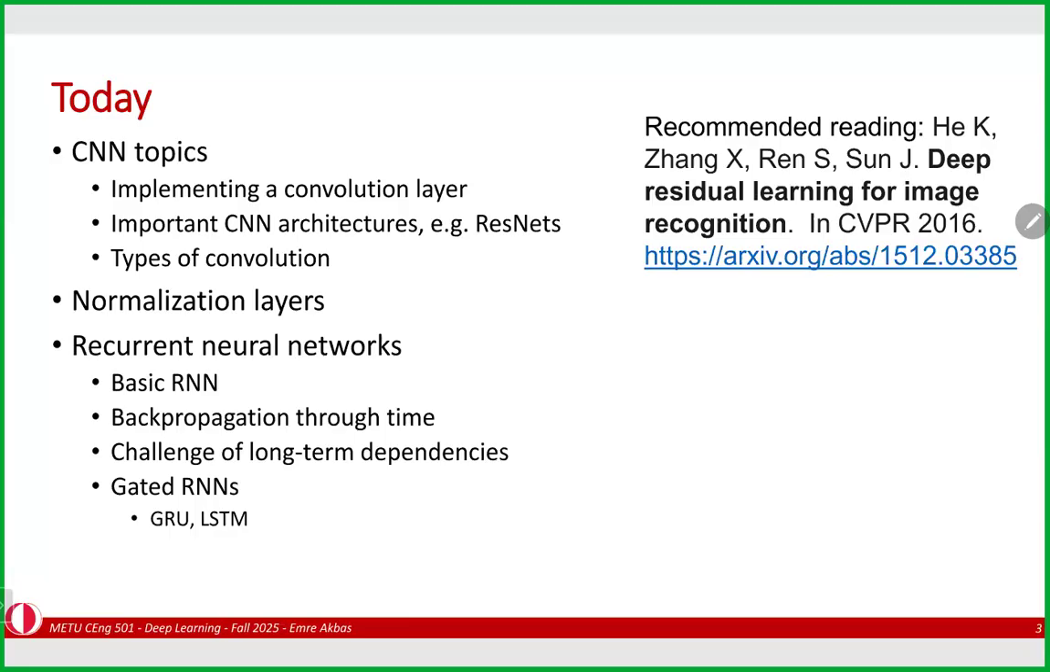Recommended reading for this week is the ResNet paper, Deep Residual Learning for Image Recognition. This is a highly influential paper with hundreds of thousands of citations. I think each one of you should read this paper. It's historically important, and still very relevant today. We are using ResNets all the time. It's a very good read. Highly recommended if you did not read it already.